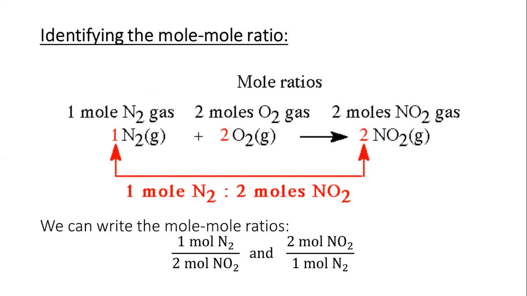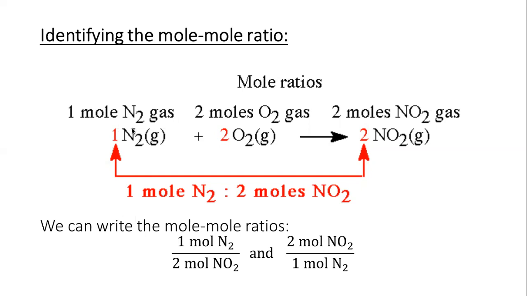So how do we identify the mole-to-mole ratio? In our chemical equation here, we're taking nitrogen gas plus oxygen gas and forming nitrogen dioxide. I apologize. So we're going to look at the coefficients, which are the numbers in front of these molecules, in order to determine how many moles are there. You will need to know that these coefficients equal how many moles.